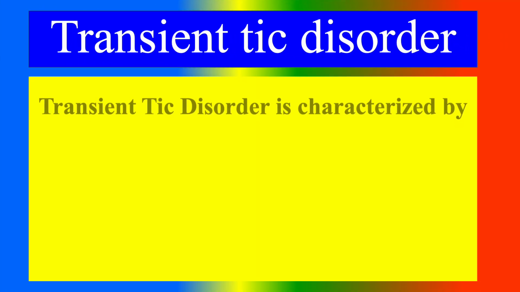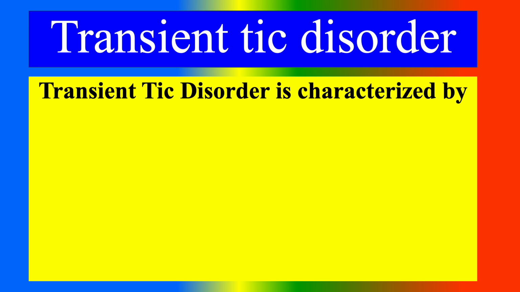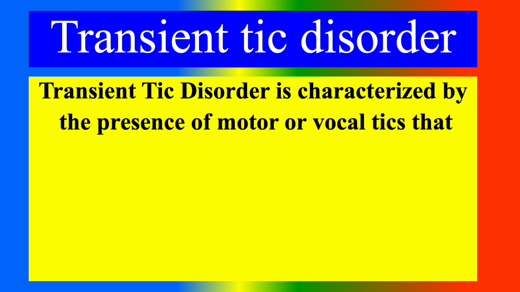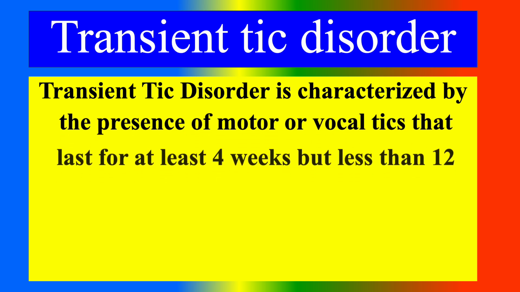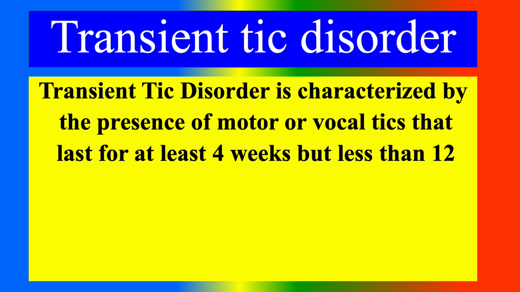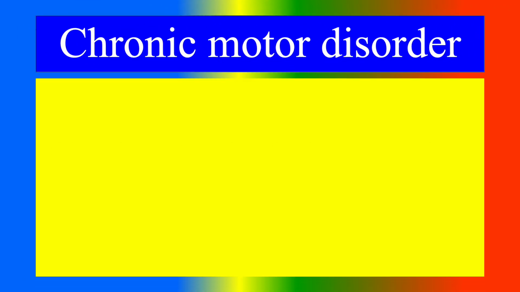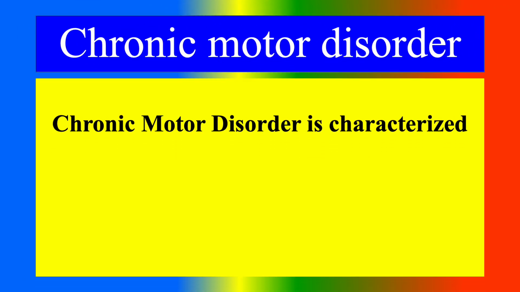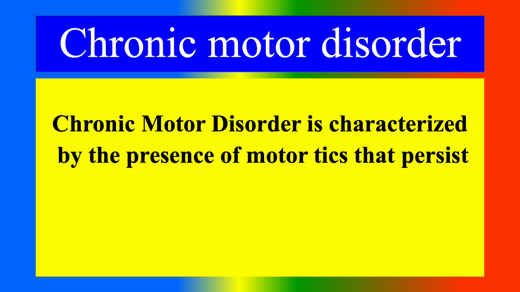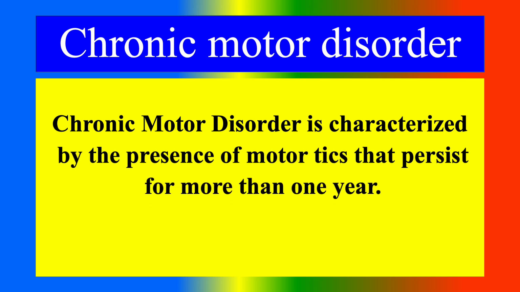Transient tic disorder is characterized by the presence of motor or vocal tics that last for at least 4 weeks but less than 12 months. Chronic motor disorder is characterized by the presence of motor tics that persist for more than 1 year.